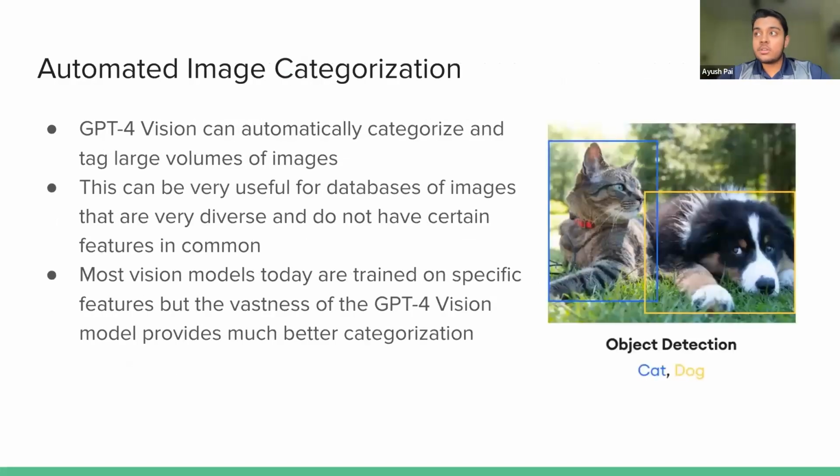So GPT Vision can automatically categorize and tag large volumes of images, and this is really useful for databases of images that are very diverse and do not have any common features. Most vision models today are trained on specific features. For example, is there a dog and a cat in an image, and they train based on those features. But GPT Vision's vastness allows for much better categorization.